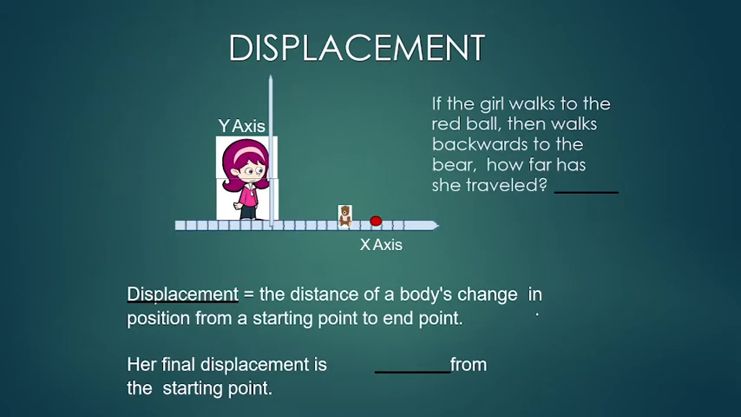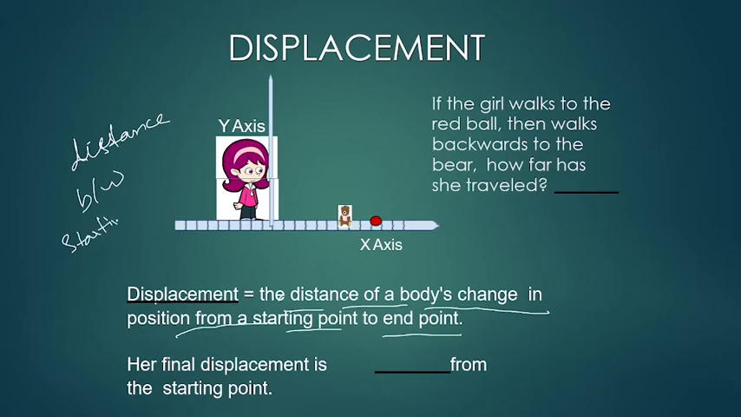Next, let us move to displacement. Now what is displacement? Displacement is the change in position of a body from the starting point to the end point. Or we can say it is the distance between the starting point and the ending point.